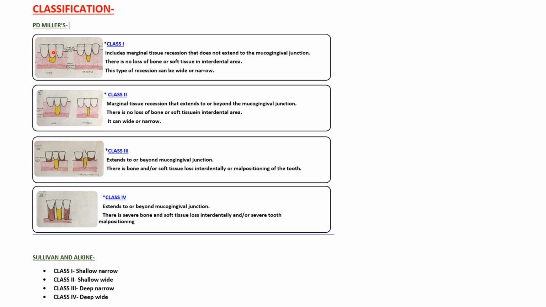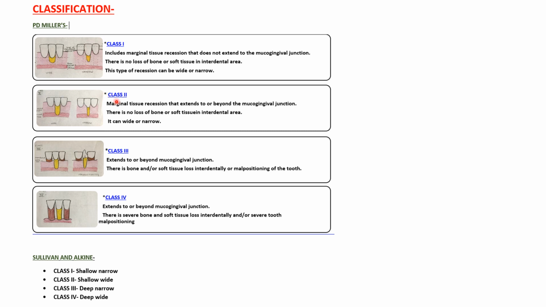So class 1 is when the marginal tissue recession does not extend to this junction, and there is no loss of bone or soft tissue in the interdental area. So interdentally there is no loss. This type of recession can be of two types: wide and narrow. Wide is more surface area, like you can see over here, and narrow is narrower.